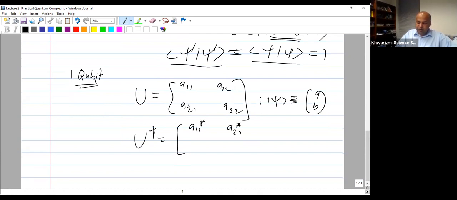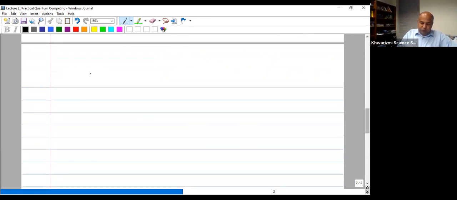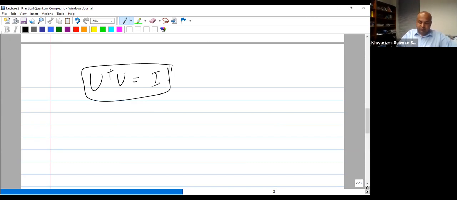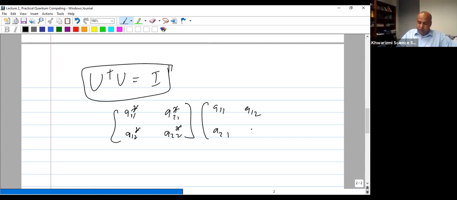We will take its conjugate, and we also have to take transpose. So this goes there, and its conjugate is placed here, and A22's conjugate. And we can check one thing quickly, that if U dagger and U has to be identity, we can see a condition immediately. So U dagger was A11 conjugate, A21 conjugate, A12 conjugate, A22 complex conjugate, and U is A11, A12, A21, A22, and this has to be identity.